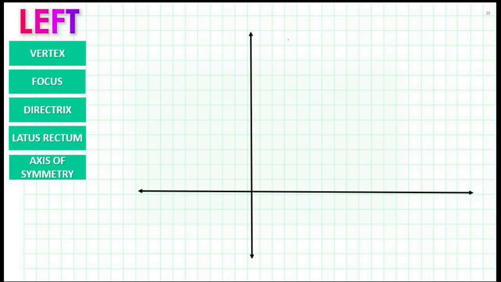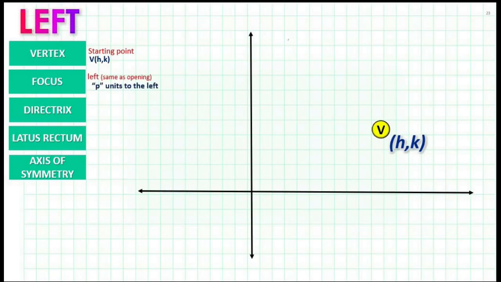Lastly, let's illustrate the parts of a parabola by graphing a parabola that opens to the left. Again, we start by plotting the vertex at HK. Say for example, the vertex is plotted on this portion of the Cartesian plane. Next to be plotted is the focus. Since the opening is to the left, when we plot the focus, the movement is also p units to the left. So starting from the vertex, let us count p units to the left, and there is where we plot the focus.